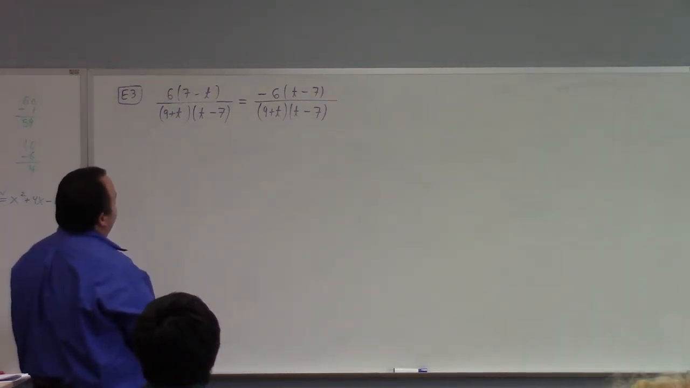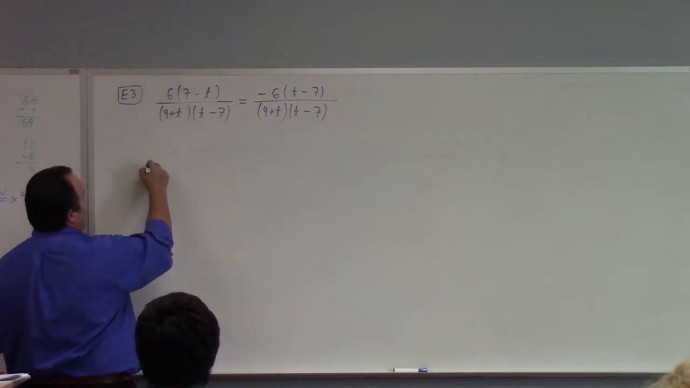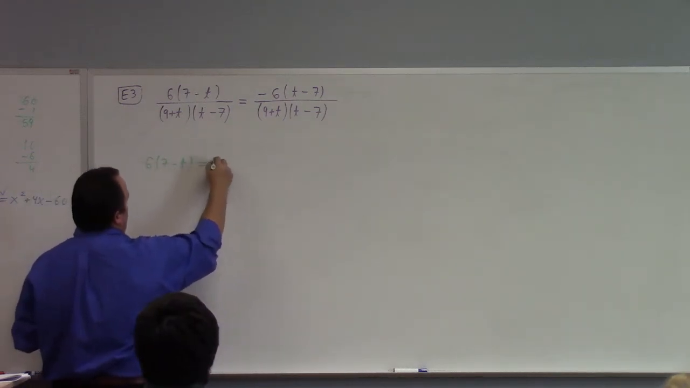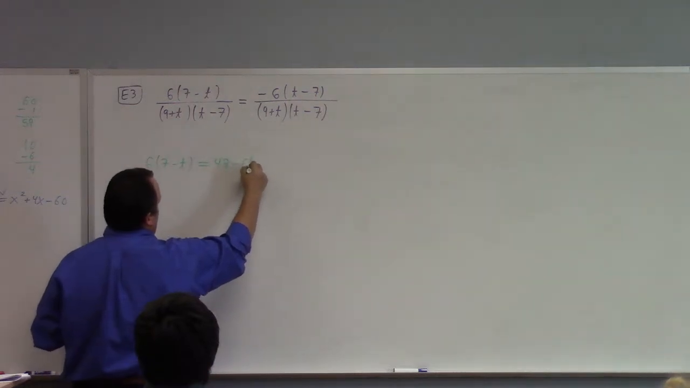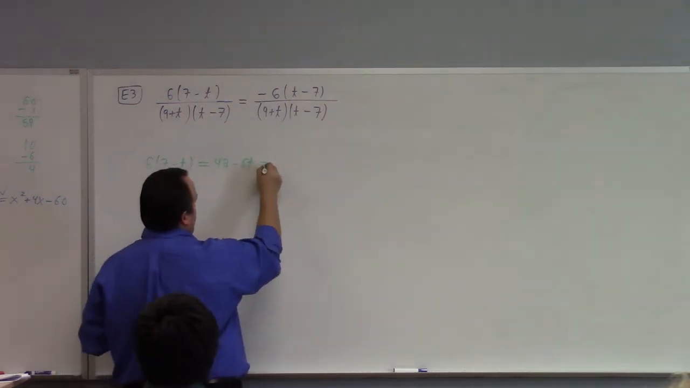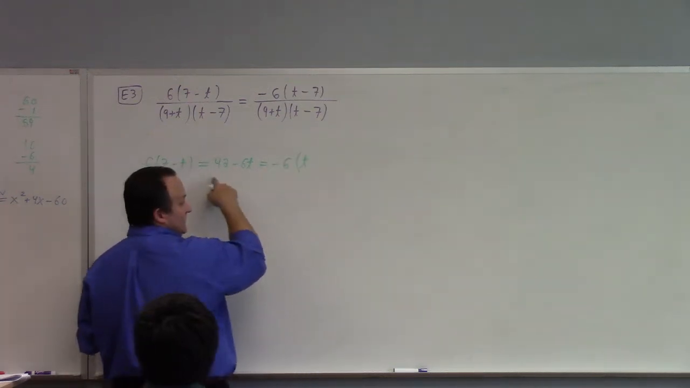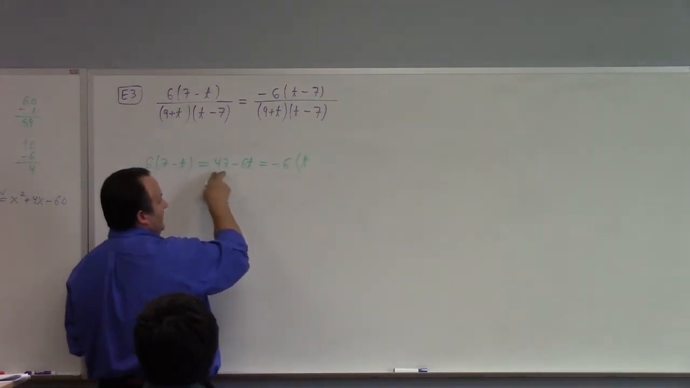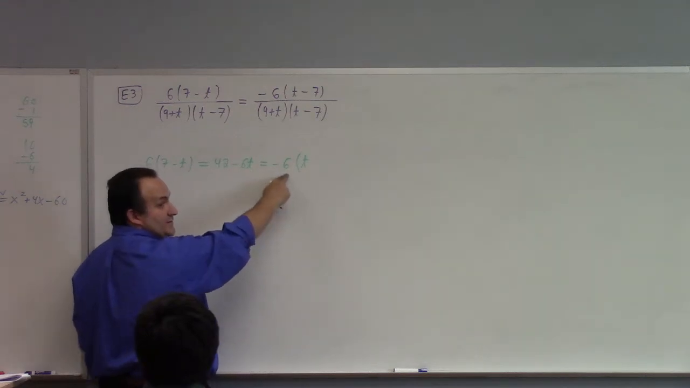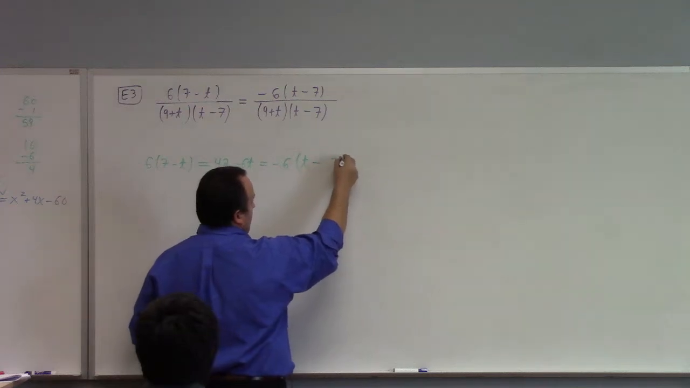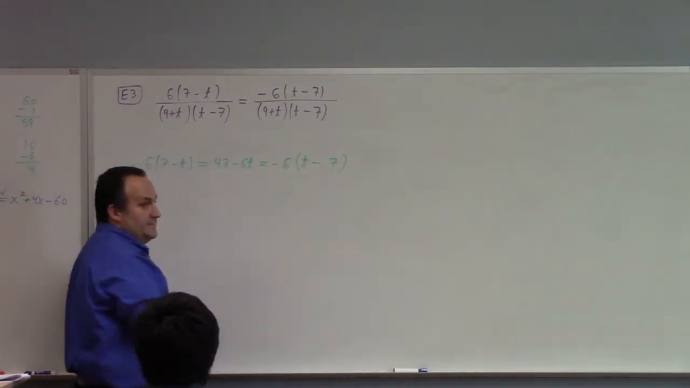How about this? 6 times (7 minus t) is equal to 42 minus 6t, right? But that's equal to minus 6 times t. I'll put the t first, yeah? And then how do you get 42 from minus 6? You have to multiply it by minus 7, right? So minus 6 times (t minus 7). So factoring is unmultiplying.